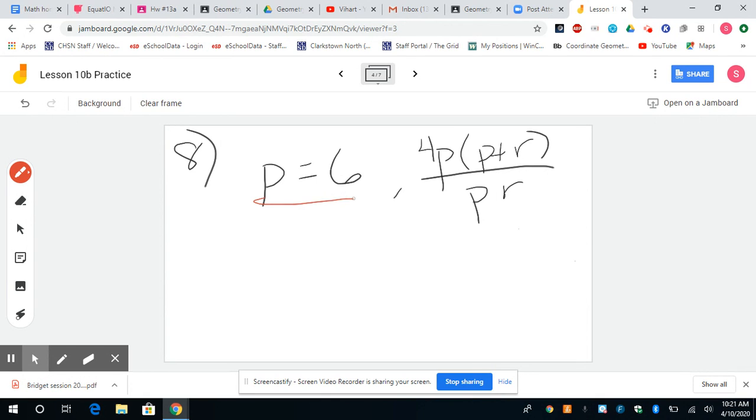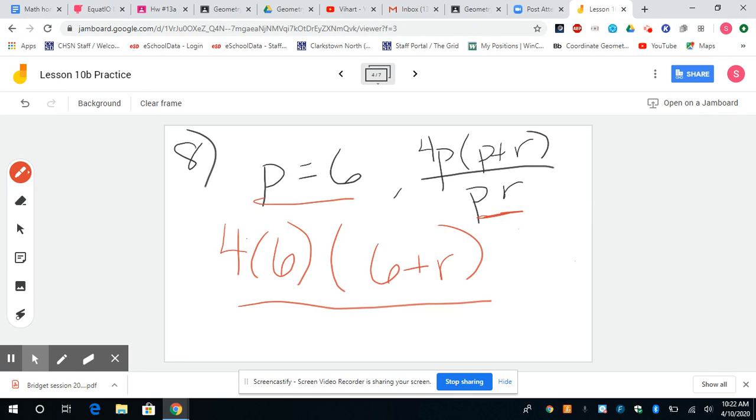All right, same idea. We're plugging in 6 as P. It's okay if there's no value to plug in for R. We're just evaluating this expression when P is 6. So I'm only going to plug in 6 for P. So 4 times P or 4 times 6 times 6 plus r divided by, this is multiplication, so 6r. So if I simplify this, I get 24 times 6 plus r over 6r.